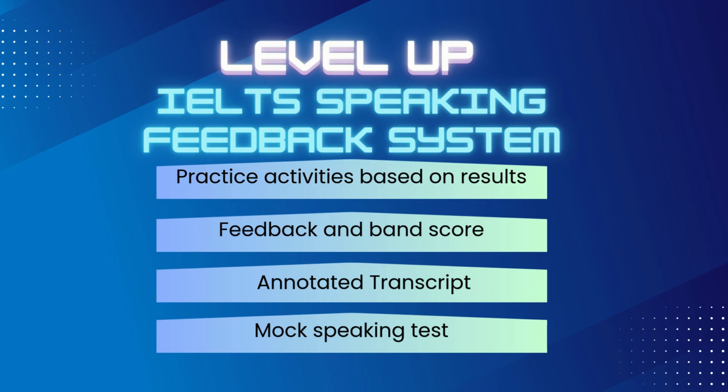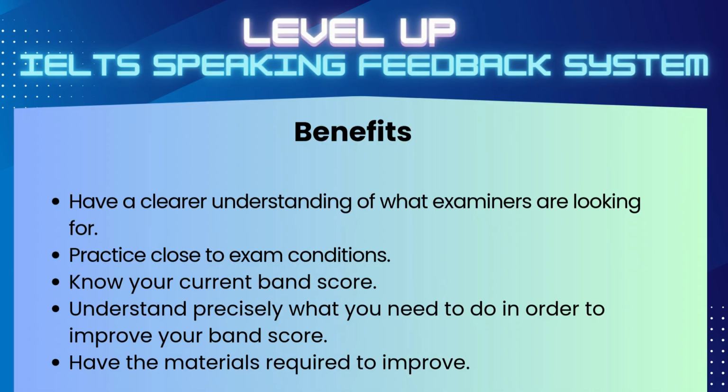So I have prepared activities for each different level. For example, let's say you are grammatical accuracy 5 and grammatical range 6. So I'll give you activities to get from 5 to 6 in accuracy or 6 to 7 in range. Okay. Here are some of the benefits of this system. So you will have a clearer understanding of what the examiners are looking for. You will get to practice close to exam conditions and know your current band score. You'll also understand precisely what you need to do in order to improve the score and have the materials that you need in order to do this.